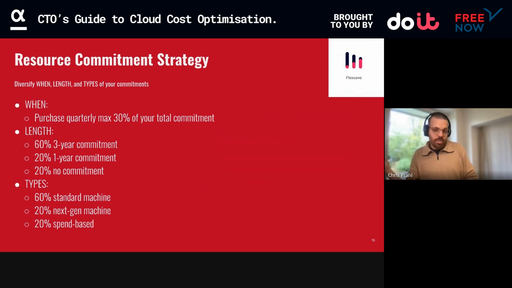But at the same time, it also binds you really to potentially a specific machine type. So roughly, 2/3 of your spend should be in 3-year commitments, if your business generally and your workload generally allows having that kind of a planning horizon. Another third in 1-year commitments, and 1/3 in no commitments or spend-based commitments, depending on how eager you are to have flexibility.